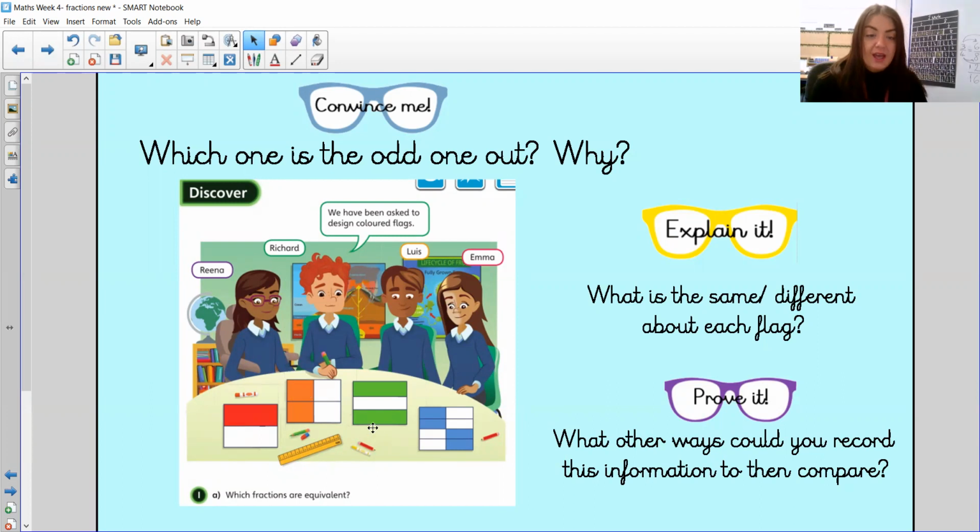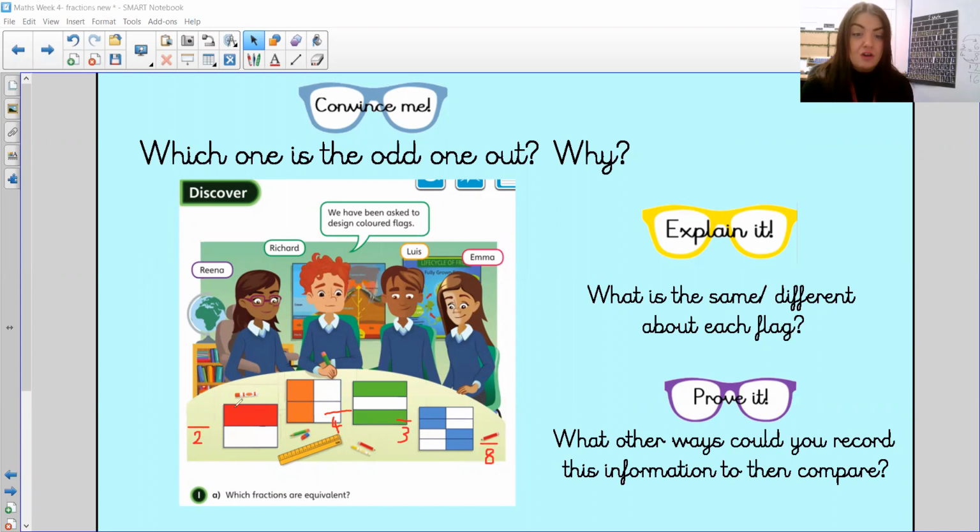So I'm going to look at each of them and just think, how many parts do I have? How many of them have been coloured? So here straight away I notice that they've all got different parts, denominators. So the first thing I would have done, and I did do, was actually think about the denominators. So that one has 2 equal parts. That one has 4 equal parts. That one has 3 equal parts. And that one has 8 equal parts, okay? So I'm not seeing anything similar yet.